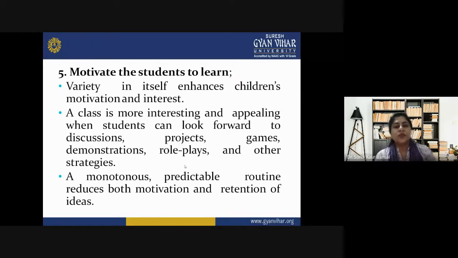Now, motivate the students to learn. Variety in itself enhances children's motivation and interest. So the teacher's main task is to teach the concept to the student. So it is very important, students, how the teacher is motivating the students. The class is more interesting and appealing when students can look forward to discussions. Yes, discussions are very important. Projects, games, demonstrations, role plays, and other strategies. So a monotonous, predictable routine reduces both motivation and retention of the ideas.